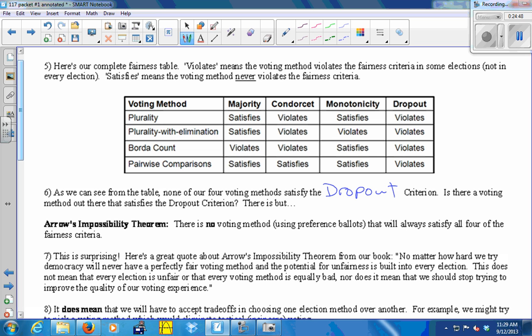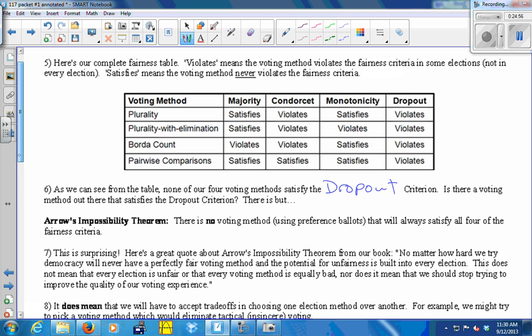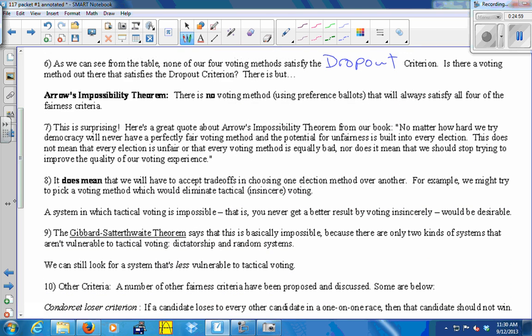Okay. Is there a method that satisfies the dropout criterion? Sure, definitely. However, we have Arrow's impossibility theorem, that says there is no voting method. If we're using preference ballots, there is no voting method that will always satisfy all 4 of the fairness criteria. So we could devise one that satisfies dropout, but it would violate something else. So this is really surprising, that there is no fair way to conduct an election, right?